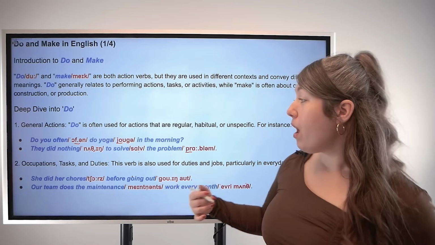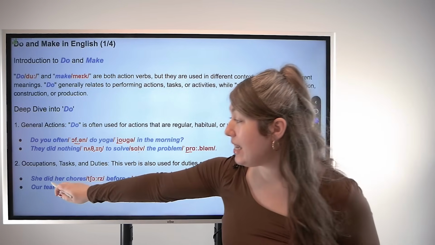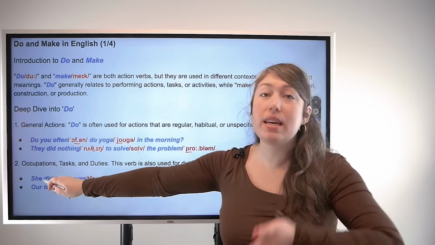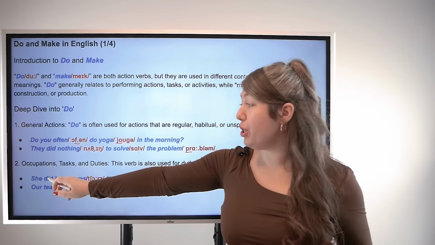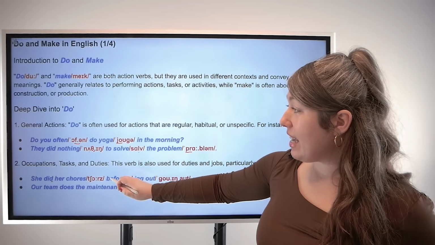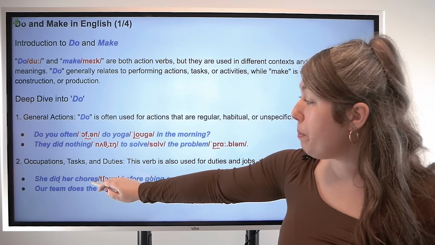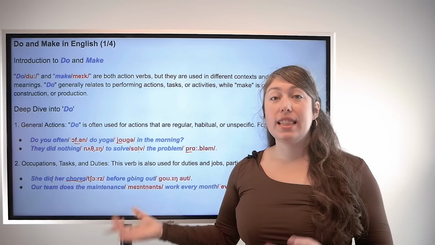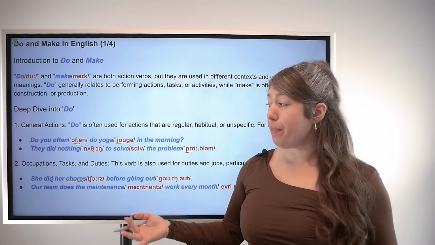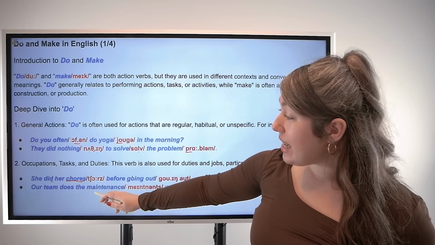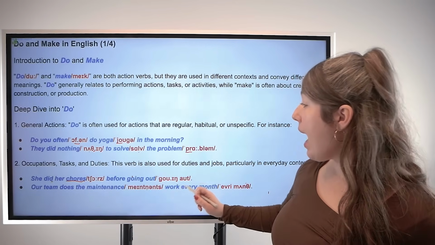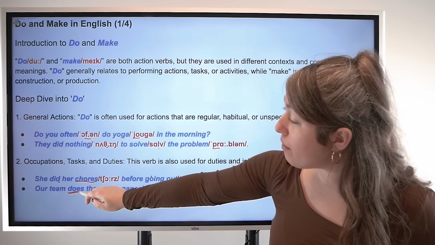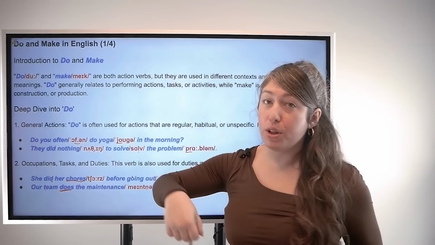Now, other ways that we can use do is when we're talking about occupations or tasks or duties. For example, she did her chores before going out. So as you can see here, this is simply the past form of do. And the task or the duty would be chores. For example, she did her chores. She did the dishes. She did laundry. Or, our team does the maintenance work every month. Here we have the form of do for a plural subject.